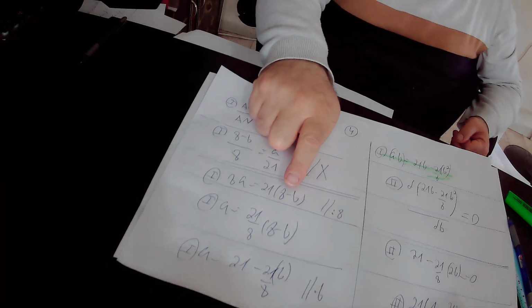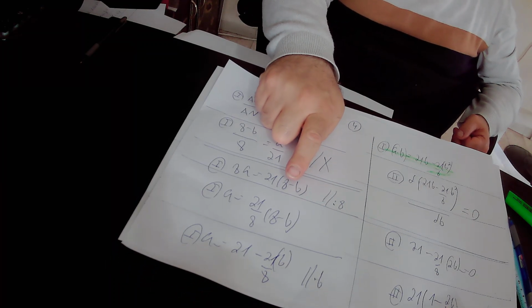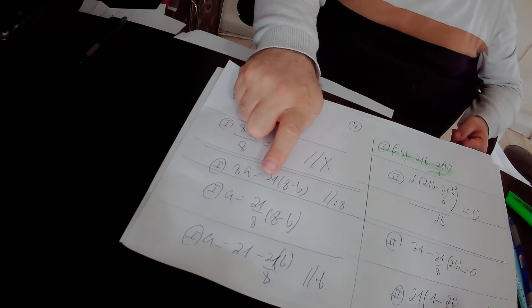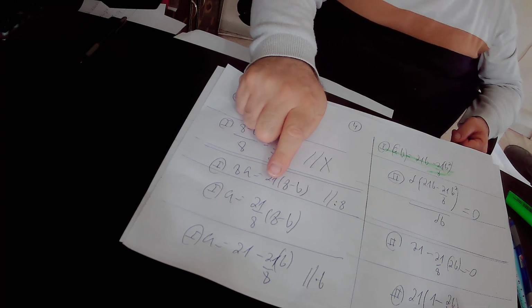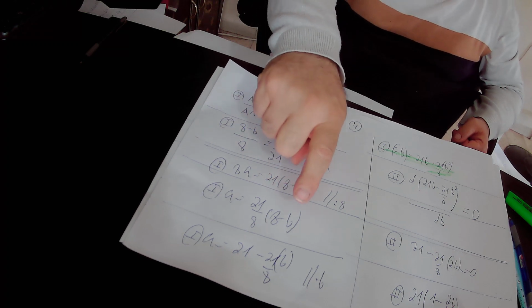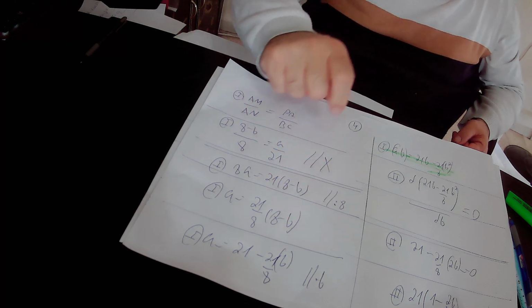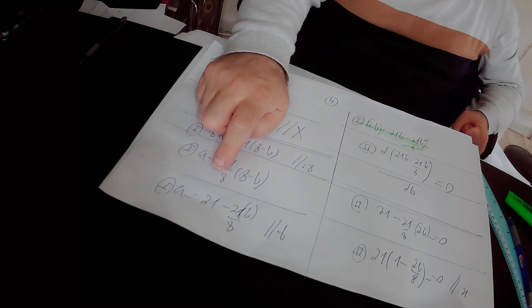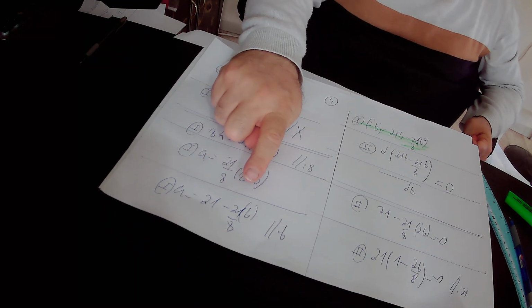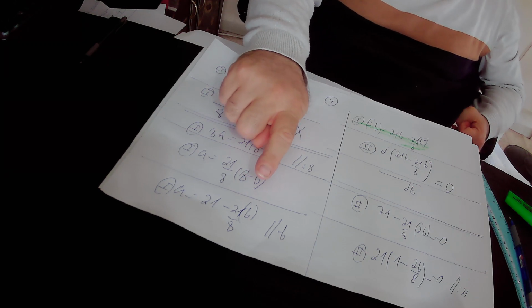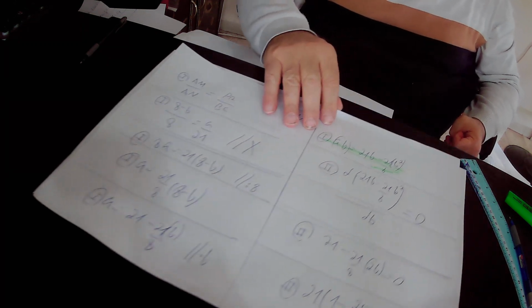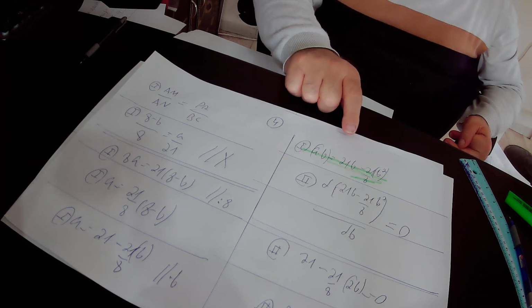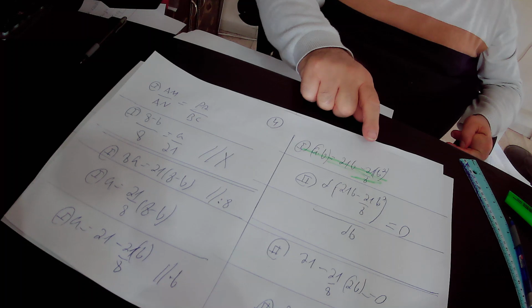Here we open the brackets on this side of equation 1, and finally found that A equals 21 times 8 over 8, which is 21, and 21 over 8 times minus B is minus 21 over 8 times B. So according to equation 1, A equals 21 minus 21 over 8 times B. Here we multiply equation 1 by B, and finally found that A times B equals 21B minus 21B squared over 8.